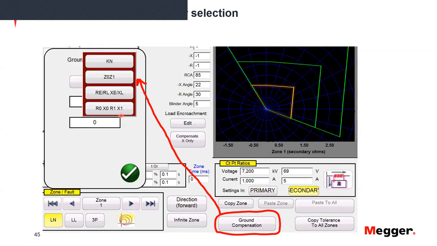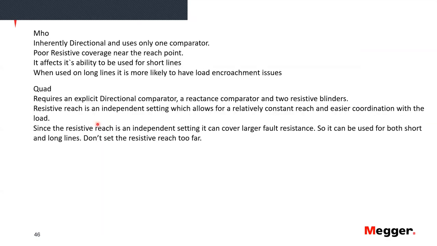There could be more out there because, you know, creativity is something that never stops. But the thing is, you have to remember to configure the ground compensation. Otherwise, maybe your three-phase faults and your phase-to-phase faults will operate properly, but the ground compensation is going to be problematic to test.